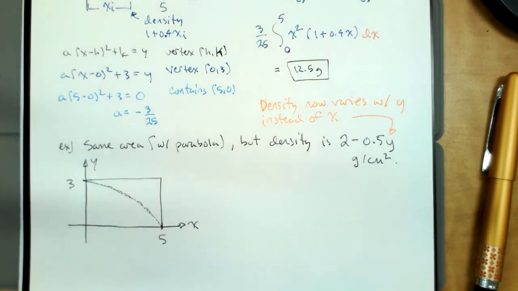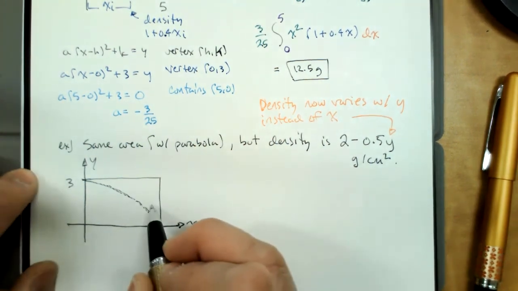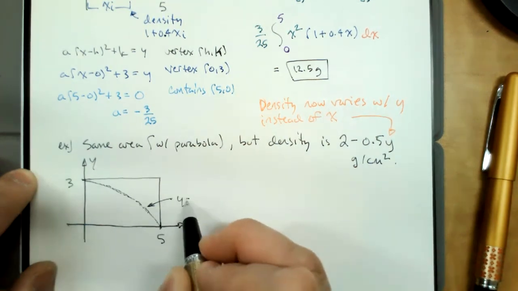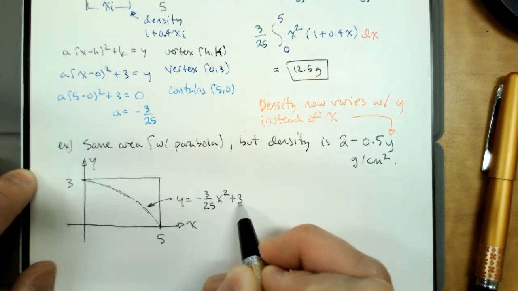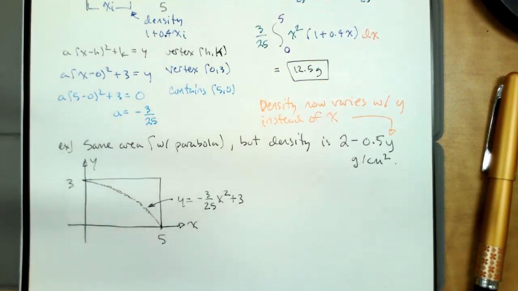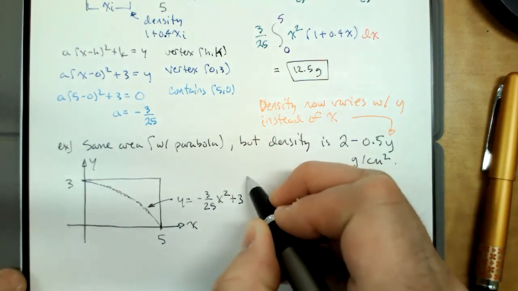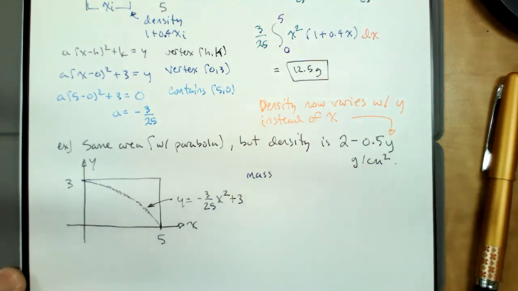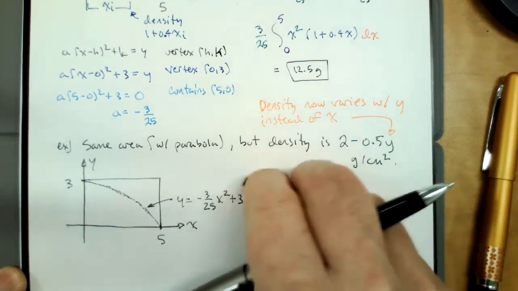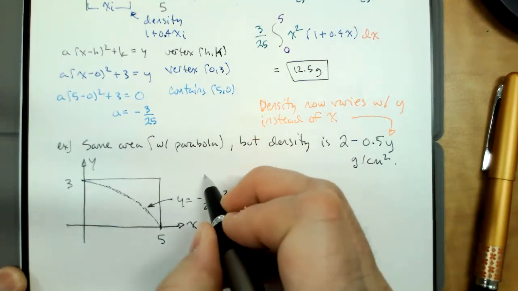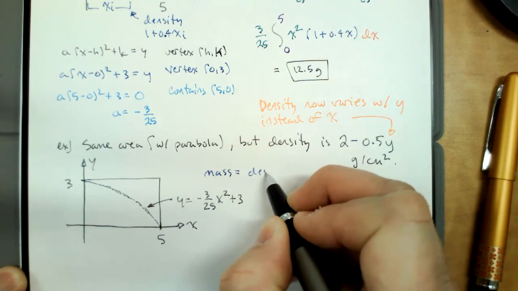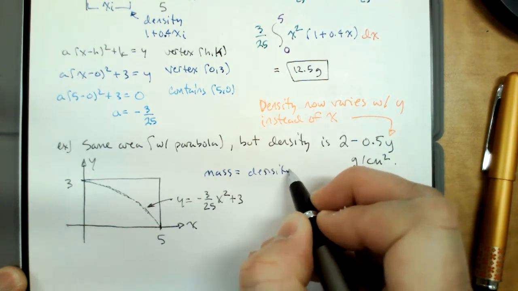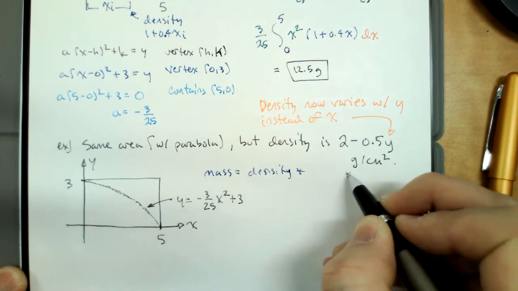Kept a lot of stuff the same. This is still the parabola. This parabola is still y equals negative 3/25 x squared plus 3. Mass is still density, length and width.